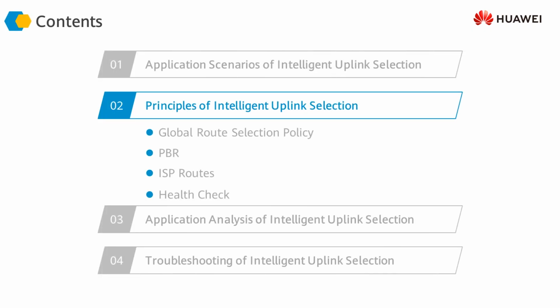Hi, in this video we are going to look at three more features related to intelligent uplink selection. First one is policy-based routing or PBR, the second one is ISP routes, and the third one is health check. So let's start with policy-based routing first.